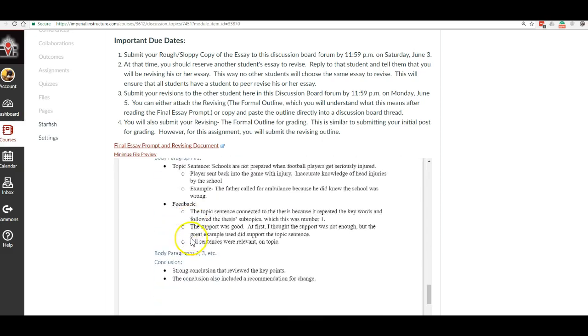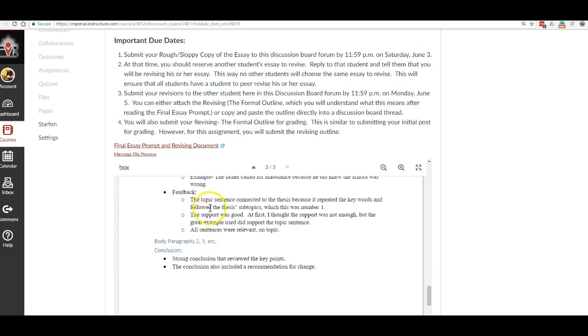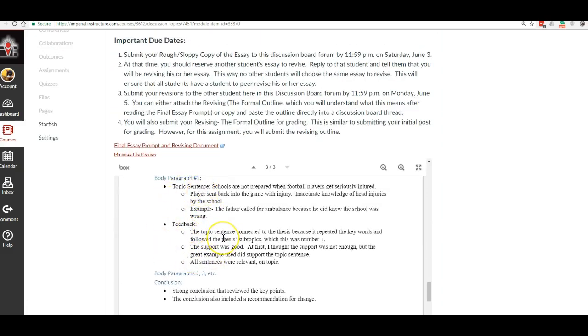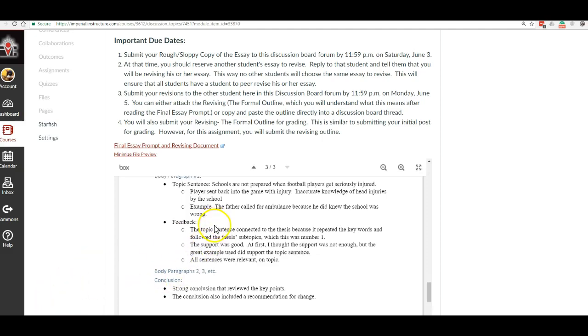Now, since you're going to be doing an outline, it may be easier, instead of copying and pasting this into the discussion board when you do the revising for another student, just to attach your copy right to the thread and send it to them. And then that same copy, you're going to have to send to me so I can correct it. And where is that going to go? Let me show you.